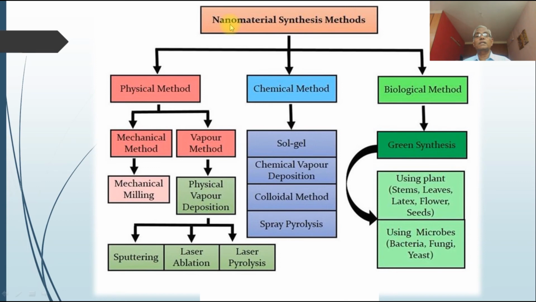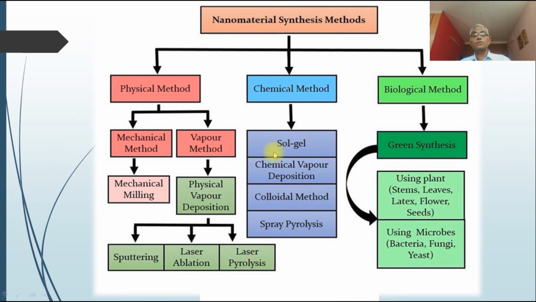Now, in general, nanomaterial synthesis methods are broadly divided into three parts: the physical method, the chemical method, and again, nowadays, green synthesis, which people are working on because some of the chemical methods are very dangerous for human health. So people are trying to get green synthesis methods with the help of biological methods. The physical methods are divided into different methods: mechanical milling, physical vapor deposition, the PVD method called sputtering, laser ablation and laser pyrolysis.